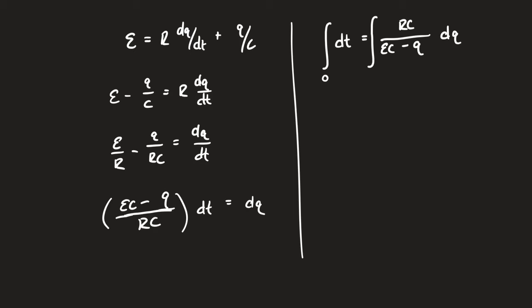And Q represents at this moment the charge on the capacitor. Right? It's the only thing that has Q in it. So at time 0, the charge on the capacitor is 0. We assumed it started uncharged.